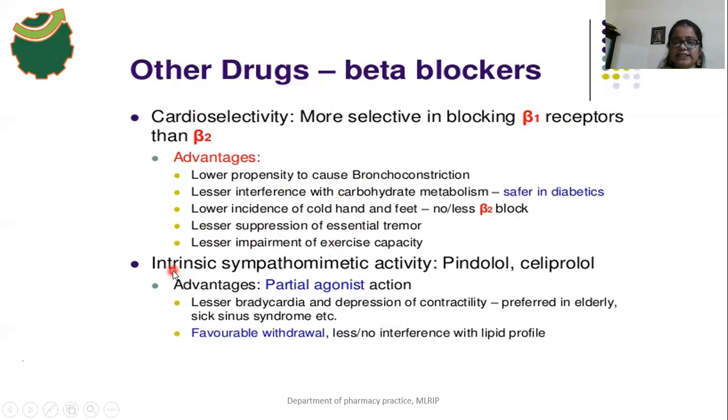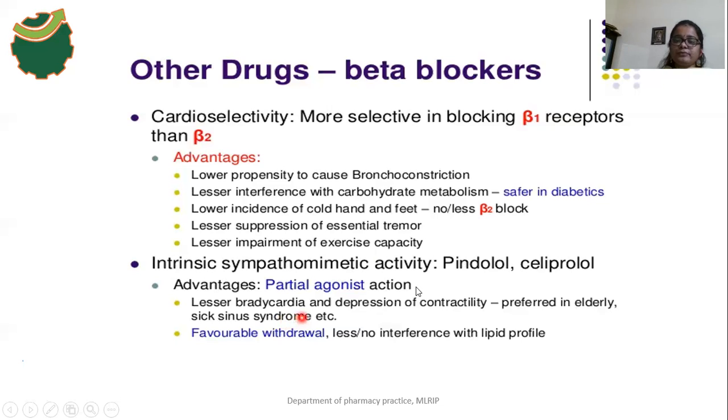The next one is intrinsic sympathomimetic activity, meaning pindolol and celiprolol. These drugs are beta blockers, and along with that they have a partial agonist action. The main advantage of this partial agonist action is that a lesser bradycardia occurs and there is a lesser depression of contractility, so these drugs should be preferred in elderly patients, especially for the treatment of sick sinus syndrome.